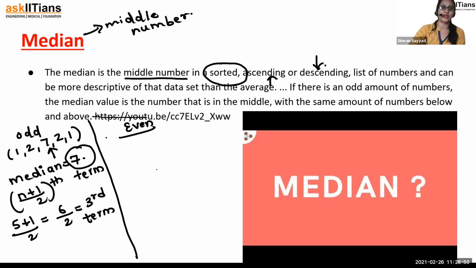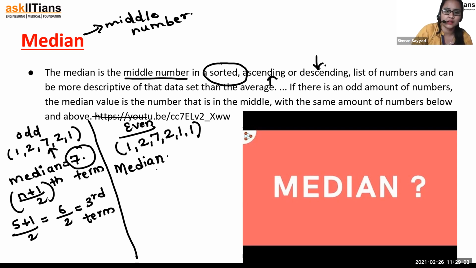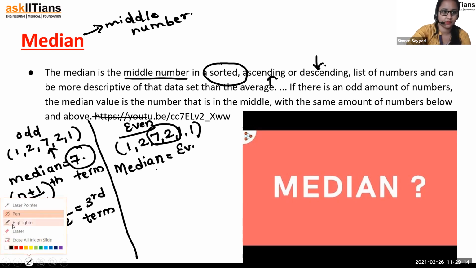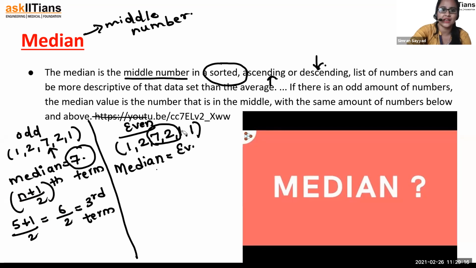Yes, of course. Okay. Now let's consider the same data set but with one number extra because this is an even number of data. So when it is even, how do you get the median? What do you take of the middle 2 numbers? Average. So it is nothing but the average. Okay. So average of 7 and 2. So you have to get the average of 7 and 2.